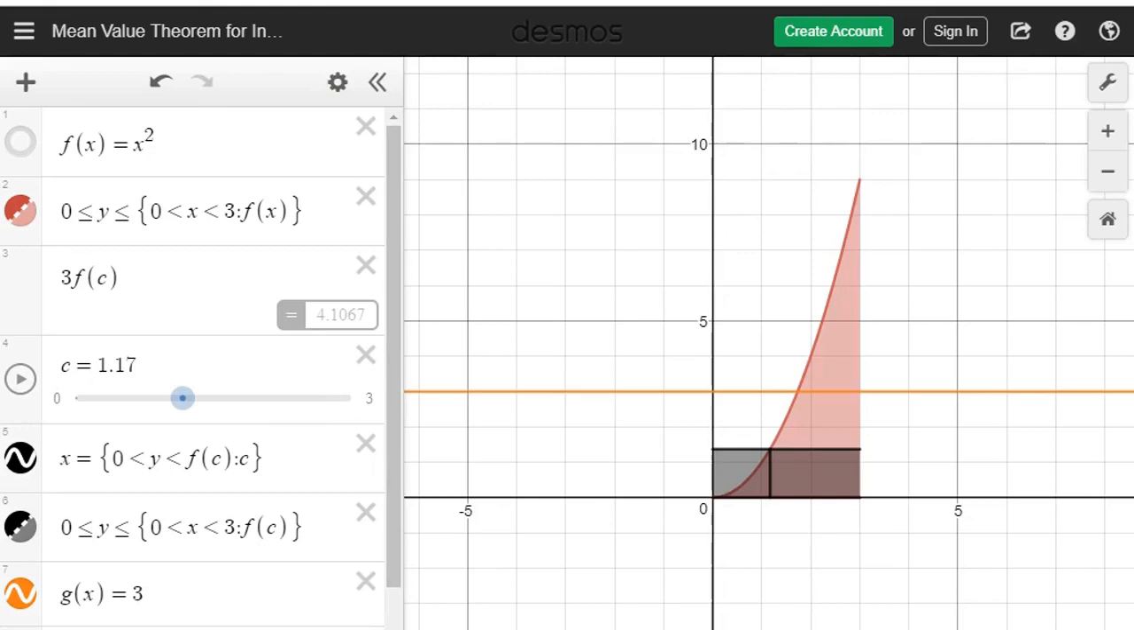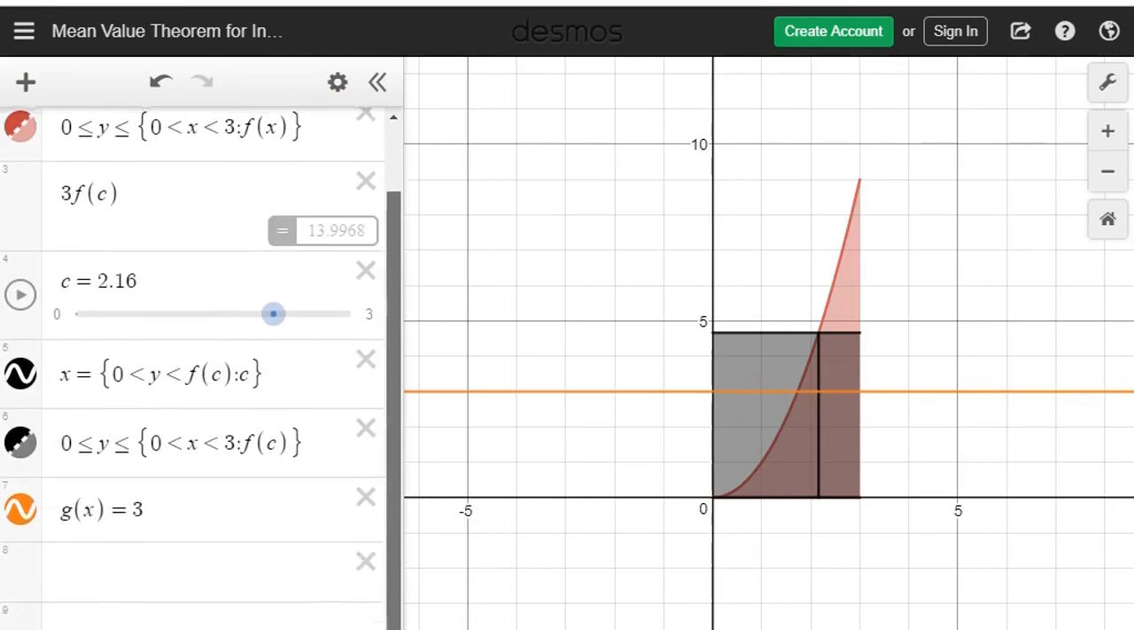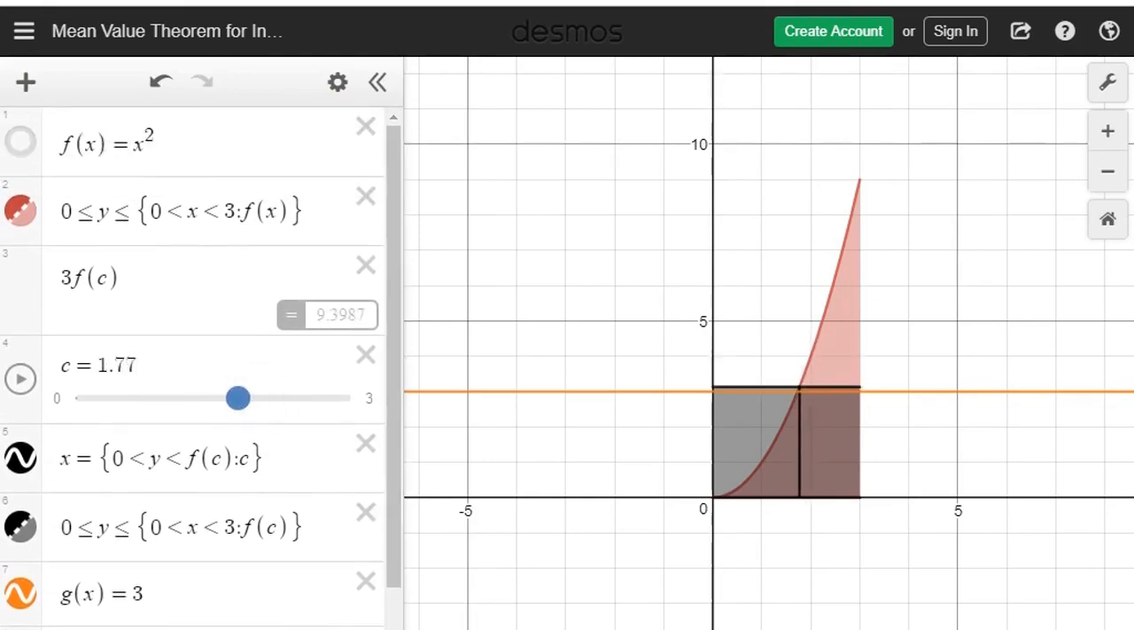And what ends up happening is when I get to about 1.73, 1.72, that's about what the square root of 3 is, I get a rectangle that has the exact same area that the function had. Now, if I go past this, the area of the rectangle is too big, and so on and so forth. So what I'm trying to do is find this spot where the area of the rectangle is exactly equal to the area under the curve.